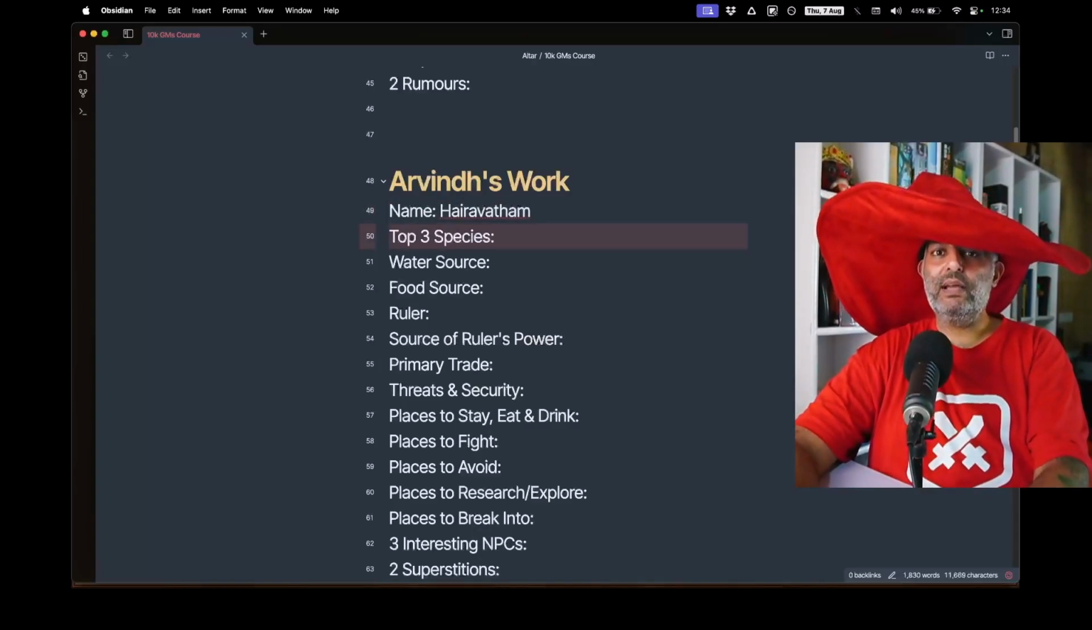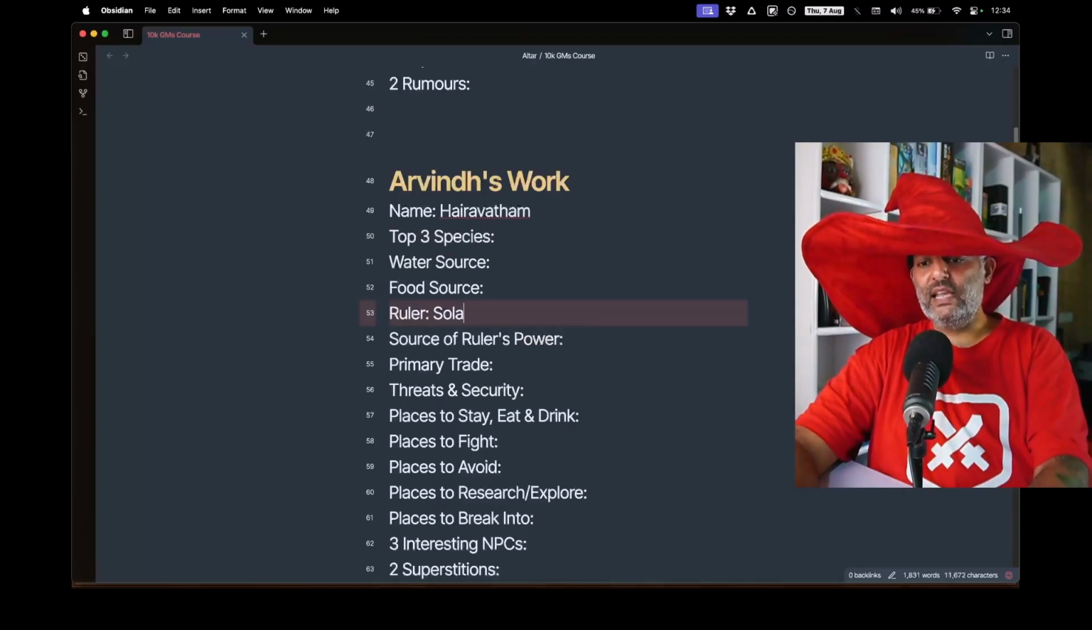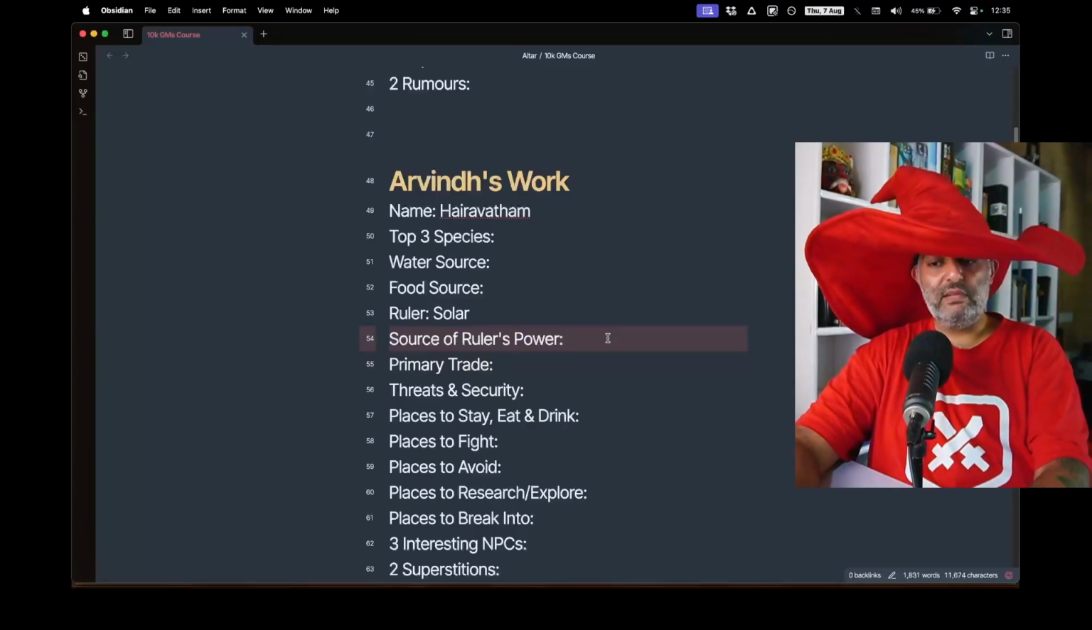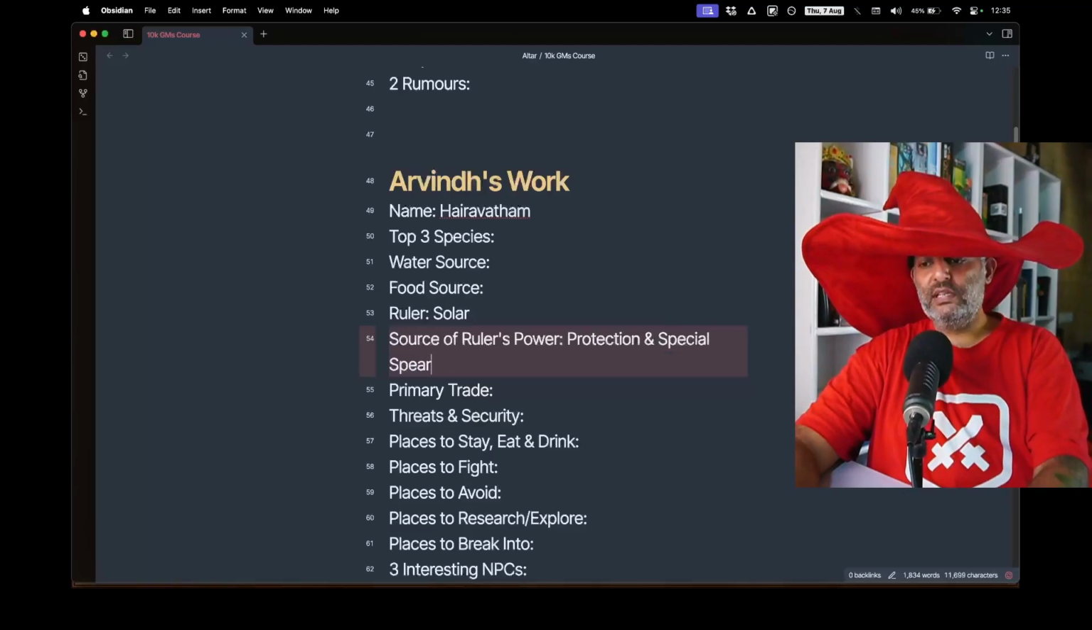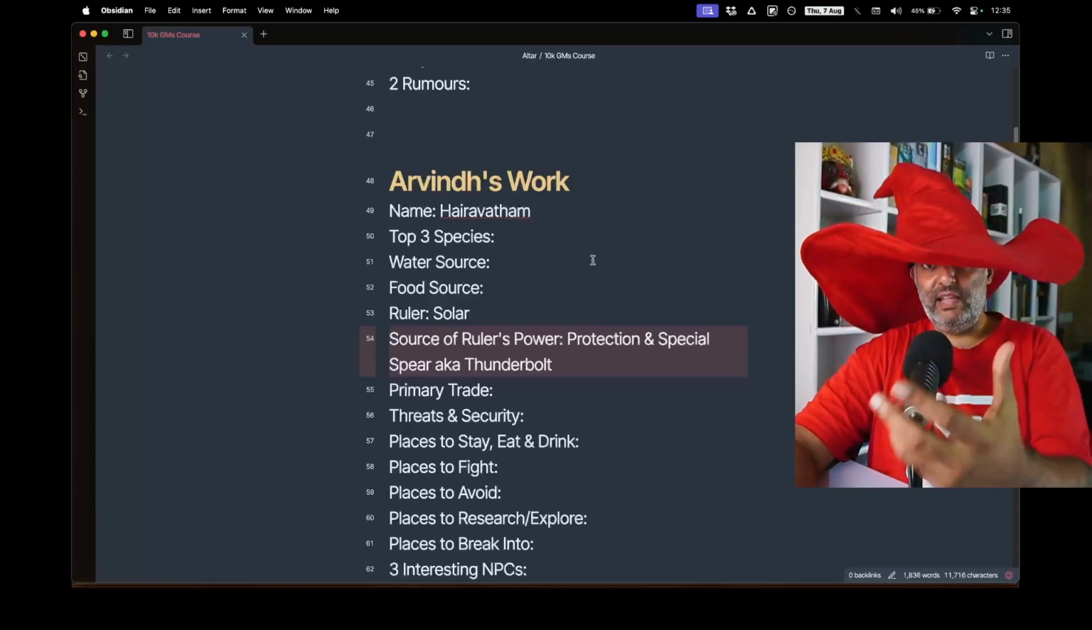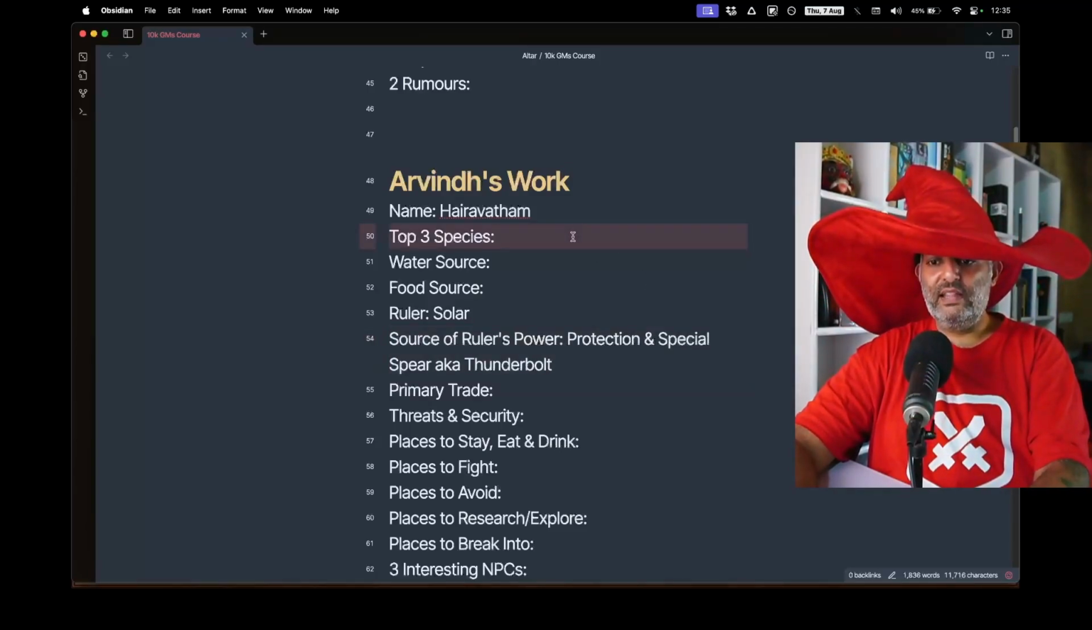Hairavat is, by the way, an elephant in Indian mythology, if I'm not mistaken. I don't think I'm mistaken, but still. The top 3 species. I like solars, right? Solars and devas, but that's also a very powerful thing. So maybe I'm going to put the ruler as a solar. And the reason that everybody accepts is protection and a special spear, aka thunderbolt. Yeah, I'm really leaning into Indra, one of the gods of Hinduism, over here.